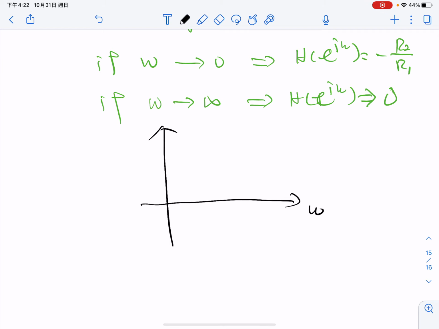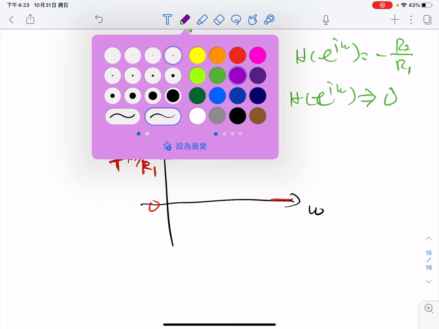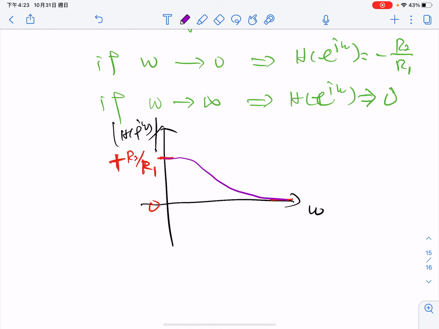Okay, this is the omega. This is the H of e to j omega. And when it goes to 0, okay, this is minus 1. No, because we have the absolute sign here, this is a plus. And when it goes to infinity, this one goes to 0. So we have the transfer function something like this. Okay, as we said before, this one is a first order low pass filter.